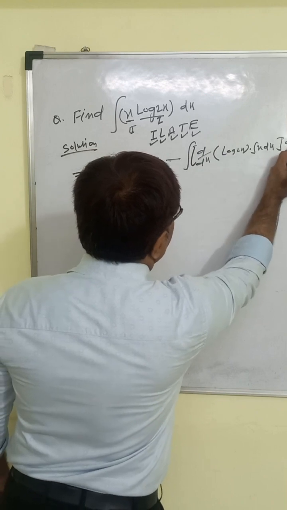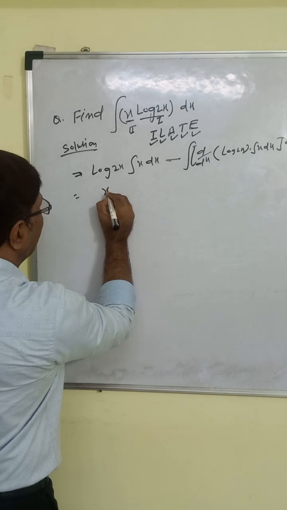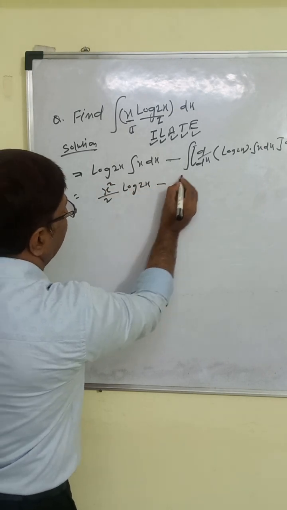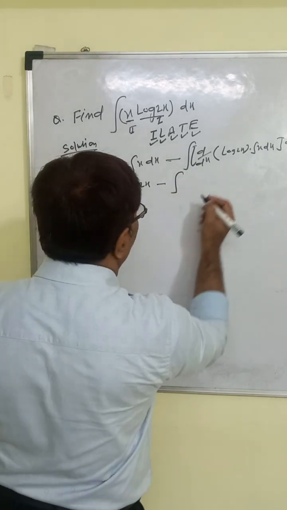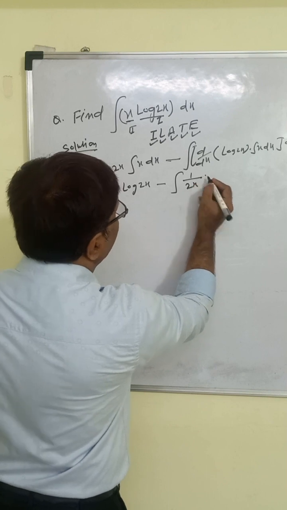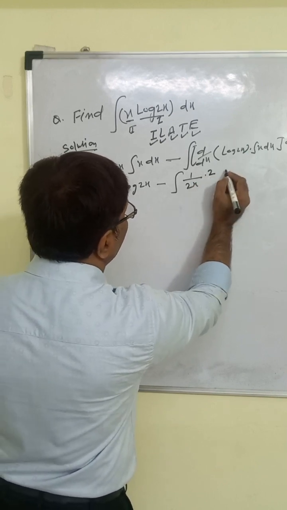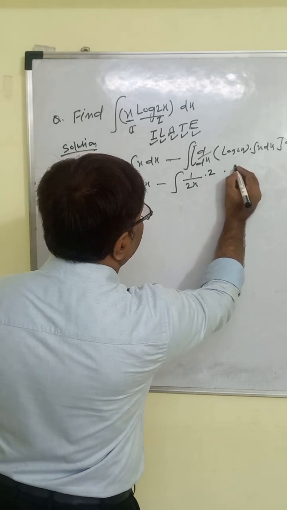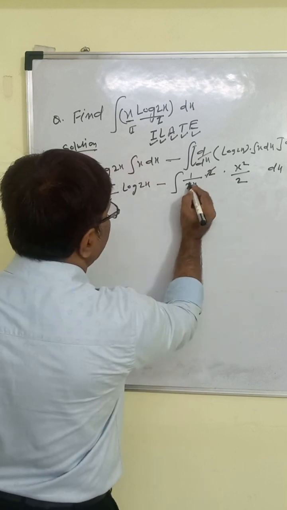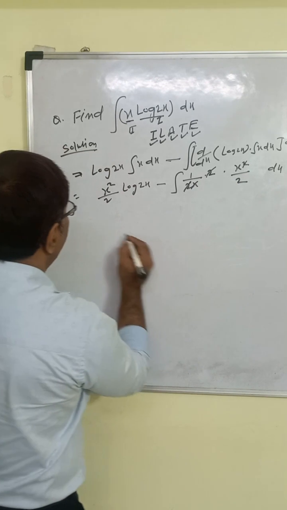And total is what? That is integration. So we can write easily the integration of x is x square by 2, so x square by 2 and this is log 2x. Minus the derivative of log 2x is what? You know the derivative of log x is 1 by x. So this is 1 by 2x into the chain rule, so the derivative of 2x is only 2. And now the integration of x dx is what? x square by 2 dx. So this 2 and this 2 cancel and this x and x cancel.